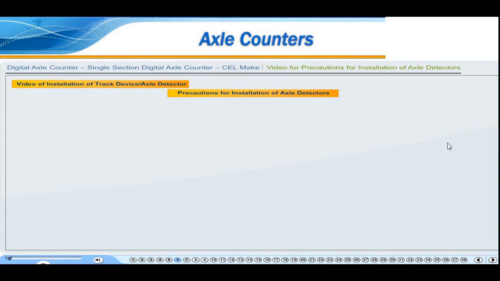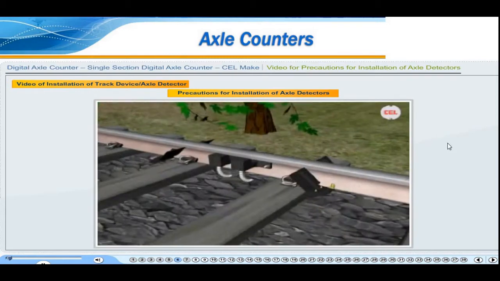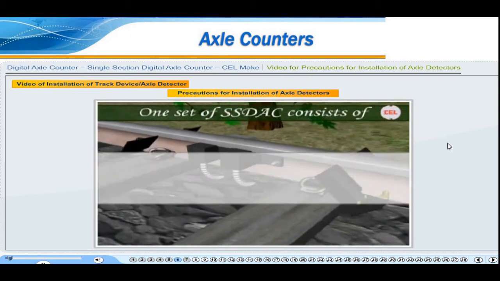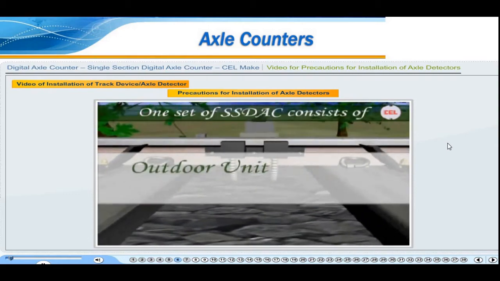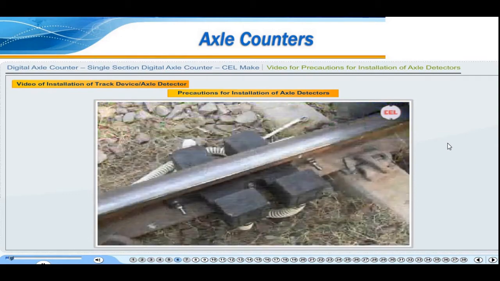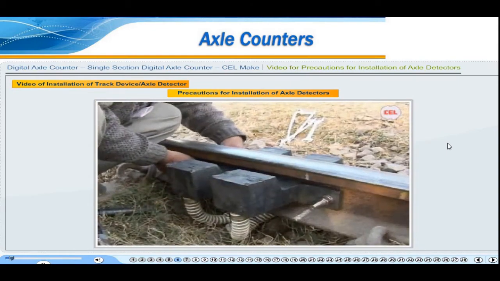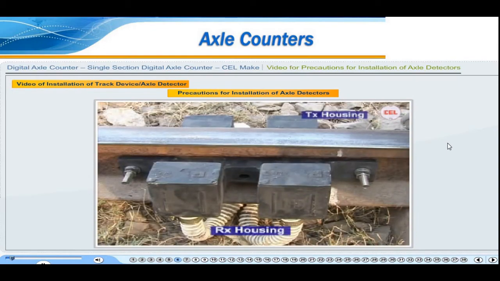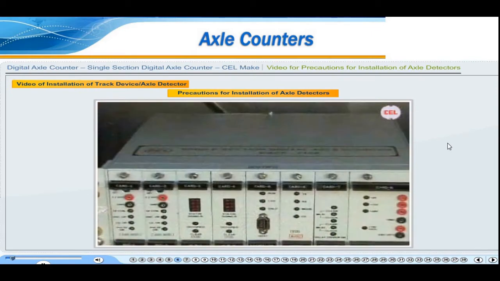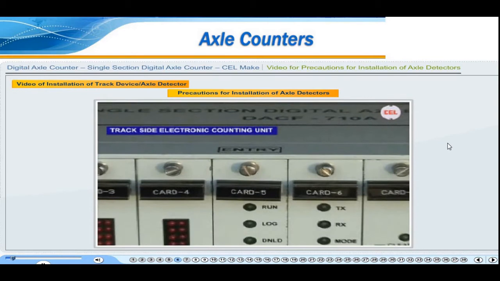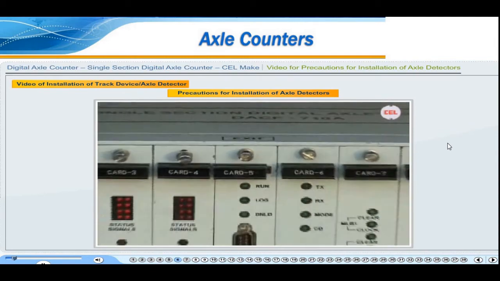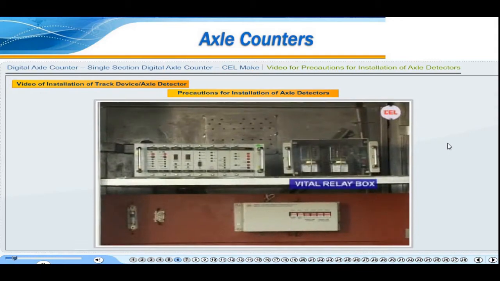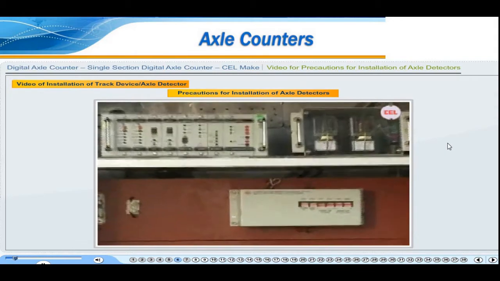Precautions for installation of axle detectors. One set of SSDAC consists of the outdoor unit and the indoor unit. The outdoor unit consists of axle detectors comprising one TX housing and one RX housing, track side electronic counting unit, that is entry unit and exit unit, one number each, the vital relay box and the surge voltage protection device.